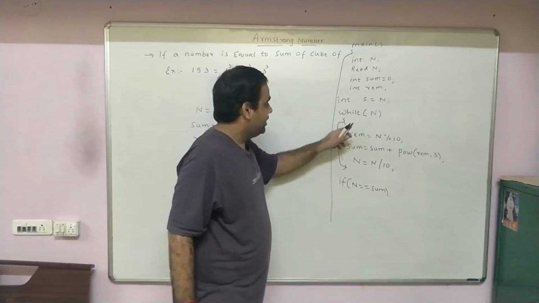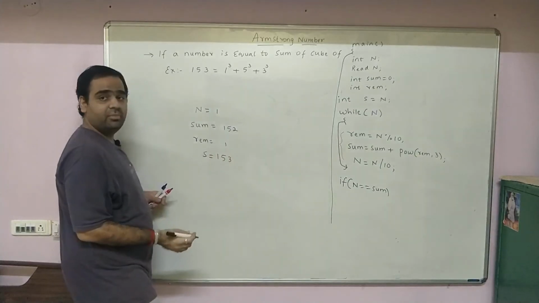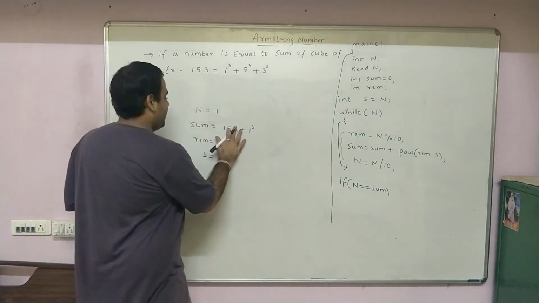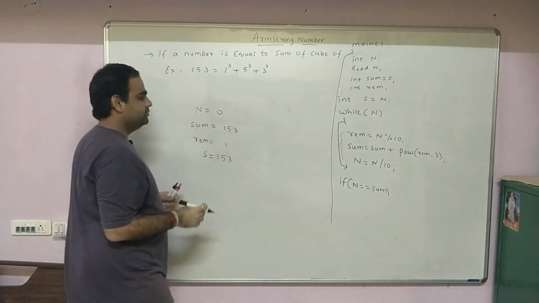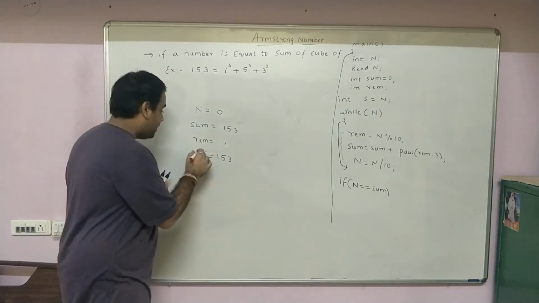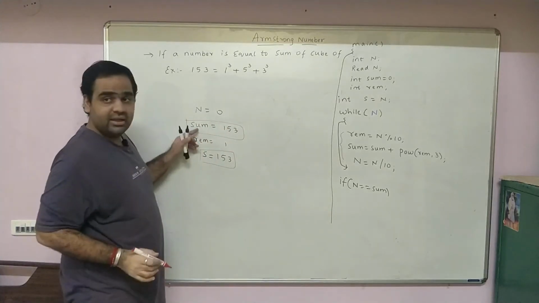Go back. Why 1, it is true? Remainder is 1 modulo 10. 1 modulo 10 is 1. Sum is sum plus power of 1 cube. Is that okay? Therefore, the value of sum becomes 153. And again you say n is n by 10. N becomes 0. Go back. N is 0. Now, n is 0, but we have the backup of n in some variable called s. Hence, I can compare s and sum.